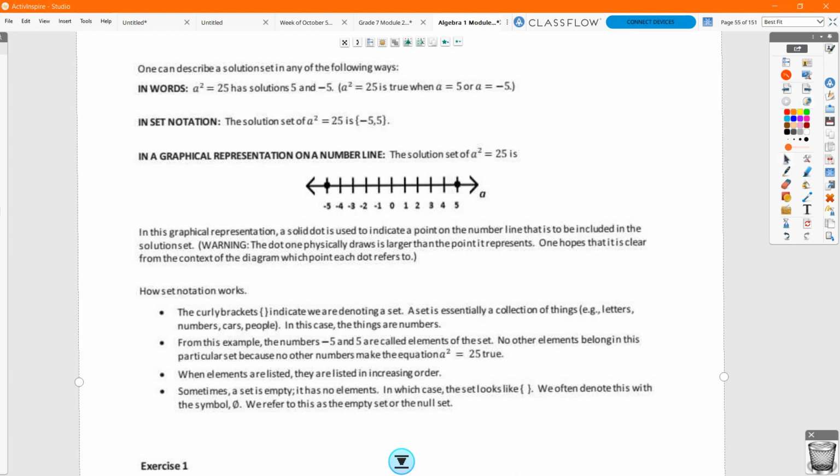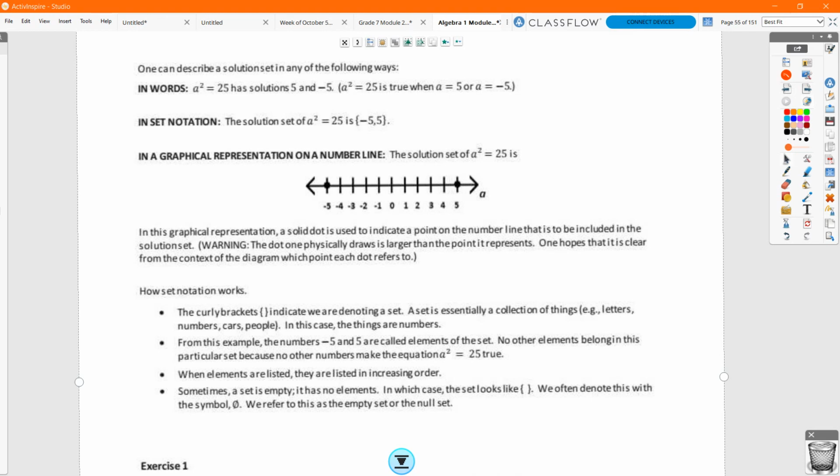All right? Now, you notice how they set there the set notation. Curly brackets indicate we are denoting a set. A set is essentially a collection of things: letters, numbers, cars, people. In this case, the things are numbers. From this example, the numbers negative 5 and 5 are called the elements of the set. No other elements belong in this particular set because no other numbers make the equation a squared equals 25 true. So when elements are listed, they are always listed in increasing order. Negative 5 to 5: negative 4, negative 3, negative 2, negative 1, 0, 1, 2, 3, 4, 5. Increasing order.